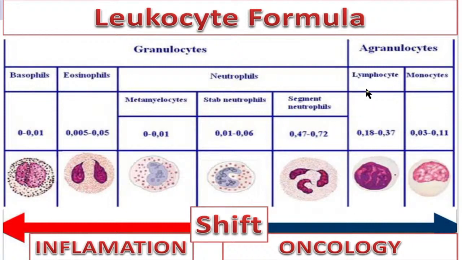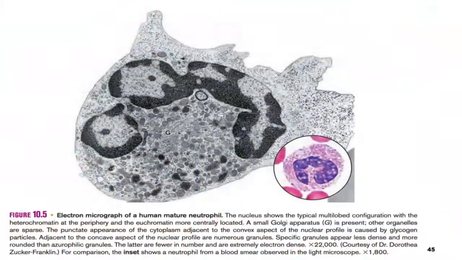Granulocytes, ordinary lymphocytes 18 to 37%, and monocytes 3 to 11%. In this case, if we have a shift to the right, we're talking about an oncological problem, because an increase of monocytes especially, and lymphocytes, shows the activation of the immune system after the oncological problem.